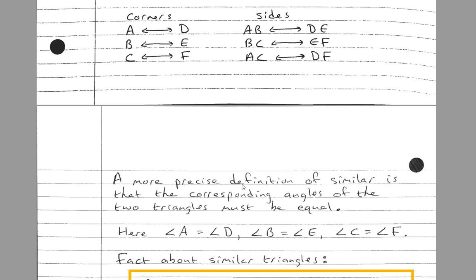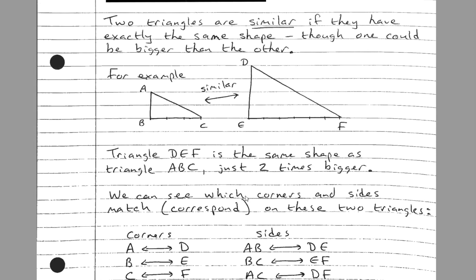So here's the real definition. Two triangles are similar if the corresponding angles are equal. So in our case, matching up these, the angle at B has to equal the angle at E. They're both 90 degrees. The angle at A should be the same as the angle at D, maybe about 60 degrees.